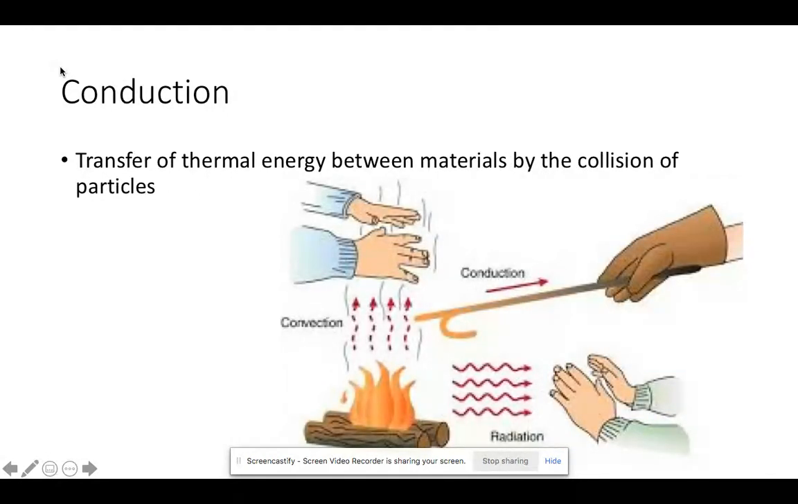Conduction is the transfer of thermal energy between materials that are touching. So if you look, this is in the fire, and the conduction is when the metal pole heats up and will eventually burn your hand. If you've taken a hot pot off of something and forgot to use a pot holder, that is conduction. Okay.